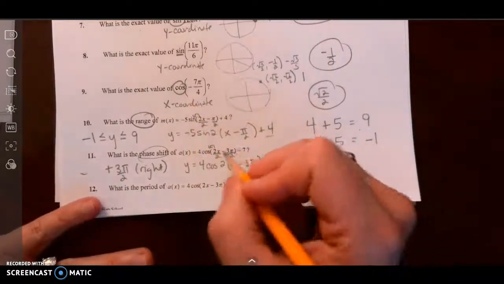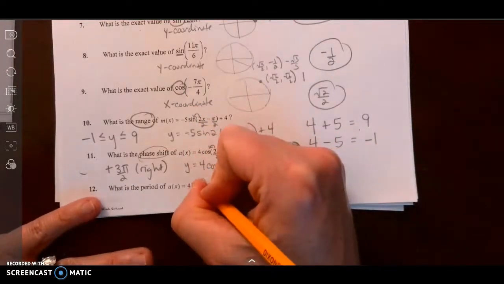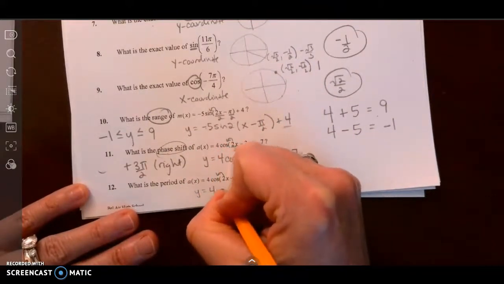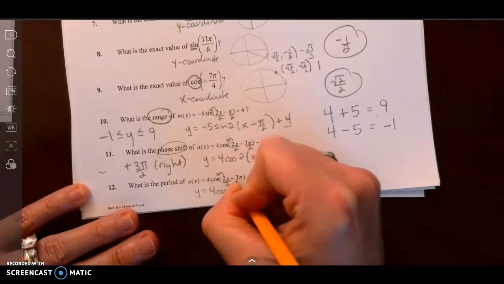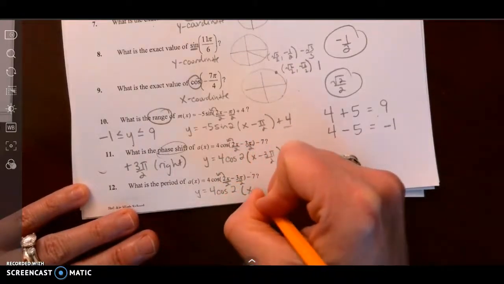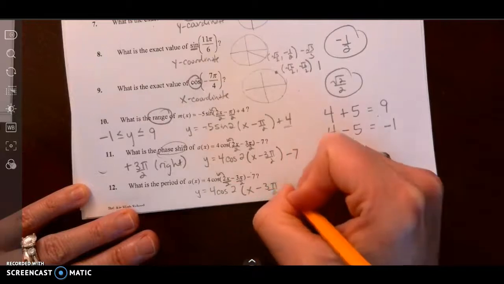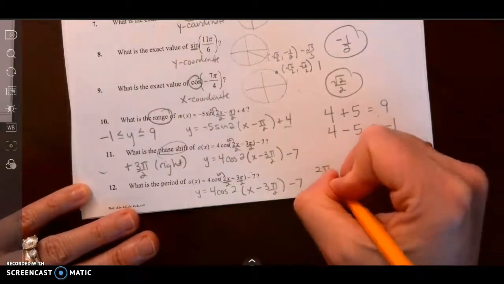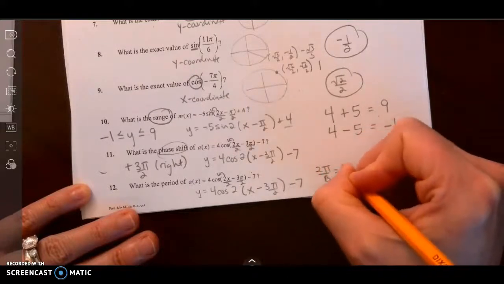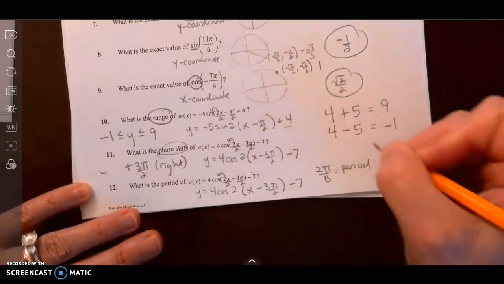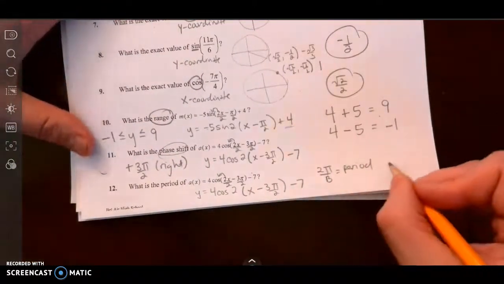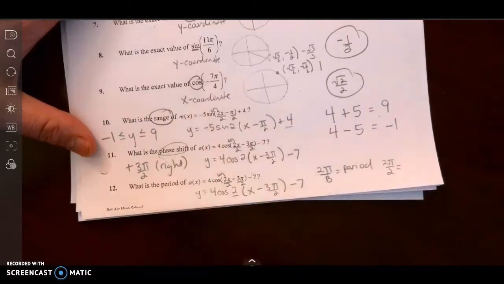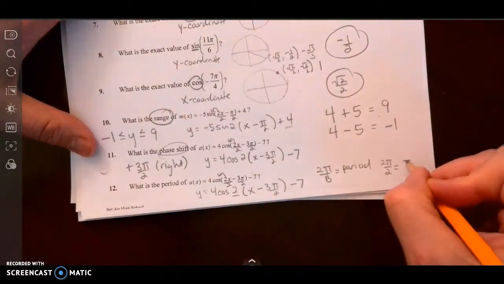What is the period? All right, once again, need to pull this 2 out. So I get y equals 4 times the cosine of 2, divide by 2, divide by 2, and I get x minus 3 pi over 2 minus 7. 2 pi divided by b equals the period. So 2 pi divided by 2, because b is 2, equals pi.